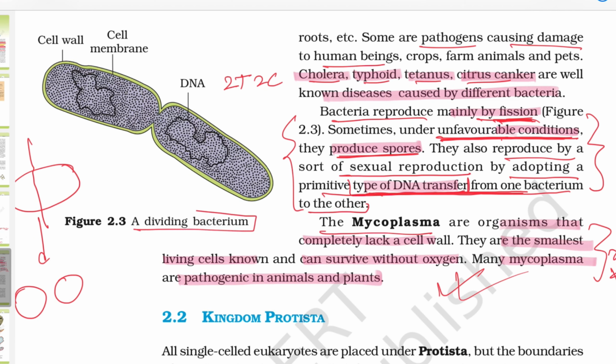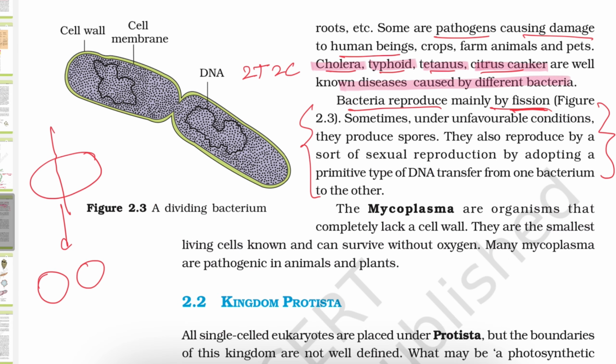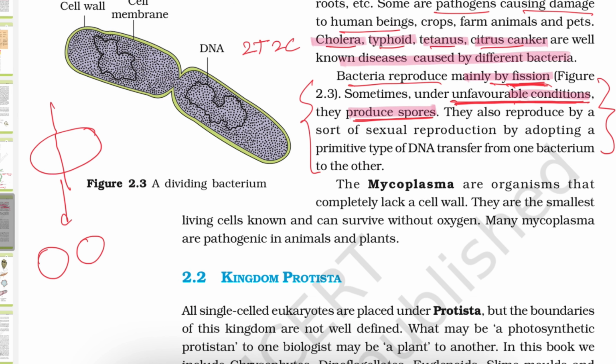Now, this is a bacterium dividing. This is an example of fission, simply a single cell dividing into two cells. This is the example of fission that is given in NCERT. Sometimes under unfavorable conditions, they may produce spores. Fission and spore formation are examples of asexual reproduction of bacteria.